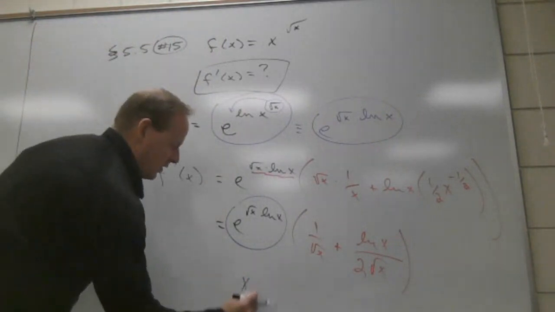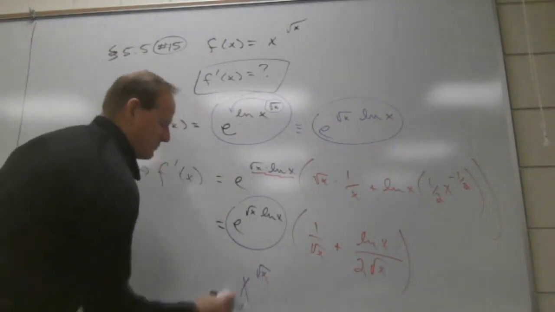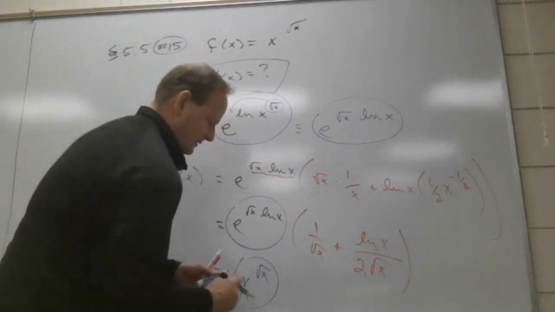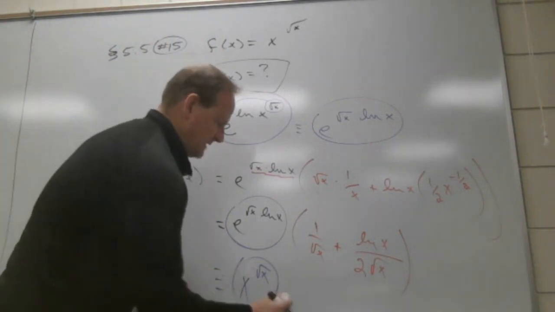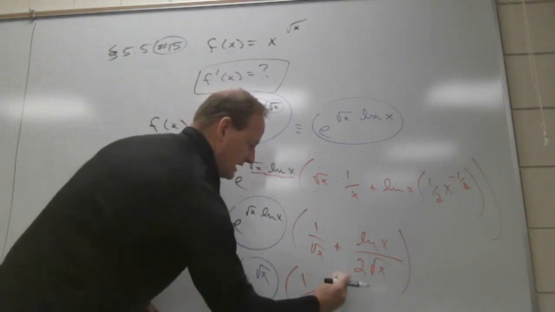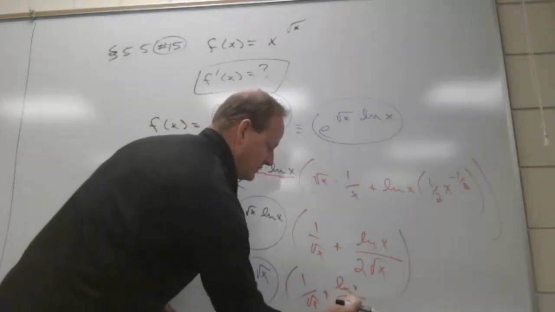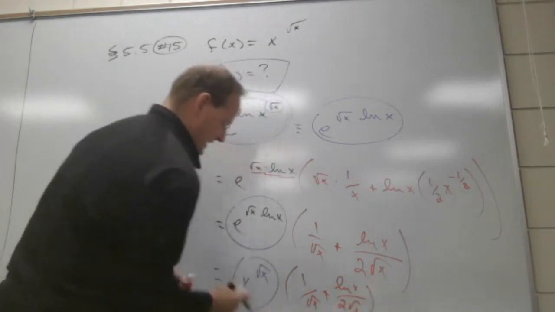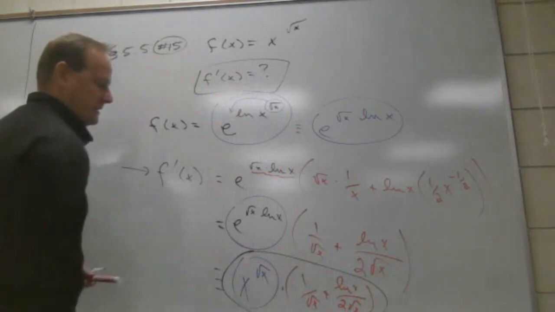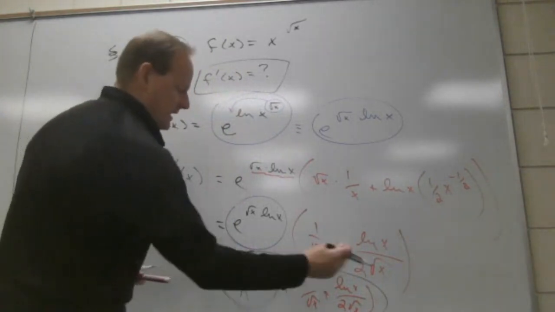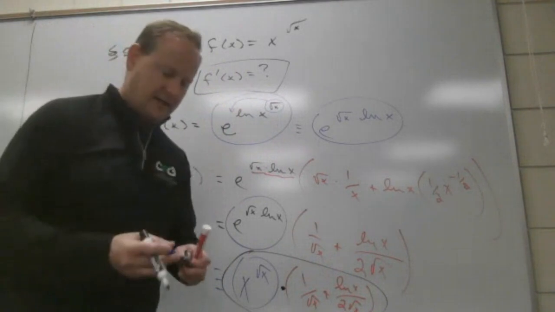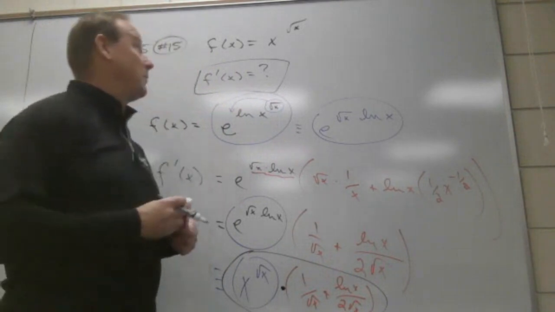So this is just nothing more than x to the square root of x power, and then times what's in red there, right? So times 1 over square root of x plus natural log of x over 2 square root of x. So this is probably good enough for your final answer. Once again, product there. We could try and do all kinds of simplification, but as far as a test is concerned, things of that nature, that's what we want.